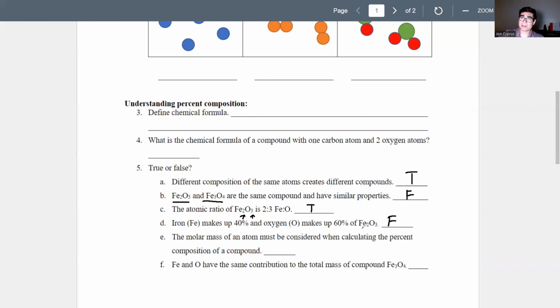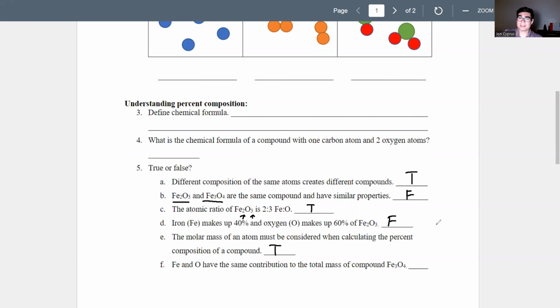And so iron makes up more than 40%. If you're talking about number of atoms percent-wise, it does make up 40% of the atoms in Fe2O3, but it does not make up 40% of the mass, which is most commonly what we refer to. Next, it says the molar mass of an atom must be considered when calculating the percent composition of a compound. This is true. We usually don't talk in percent atoms. We usually talk about percent composition by mass.